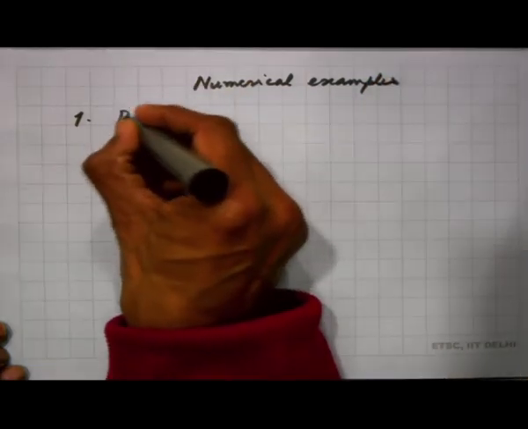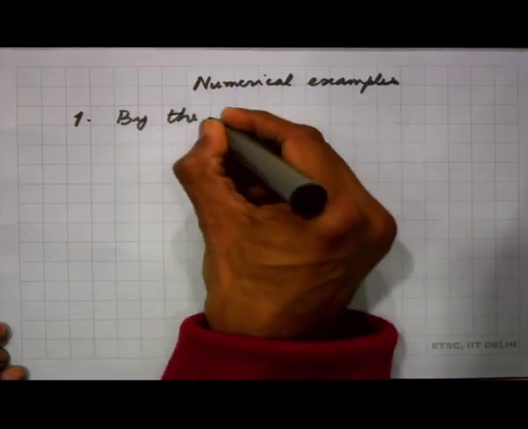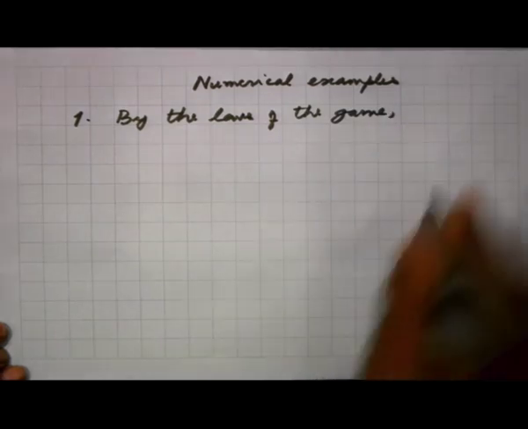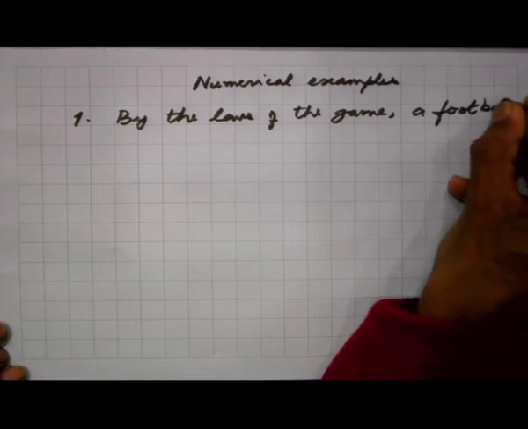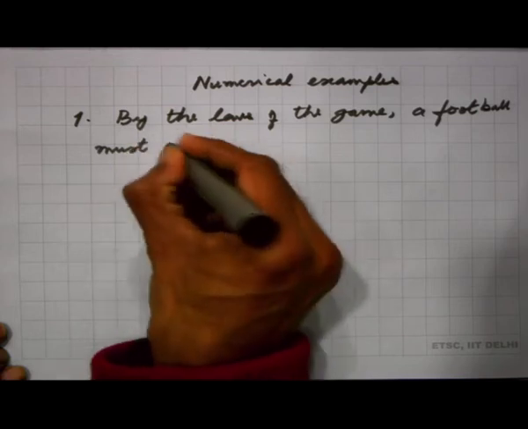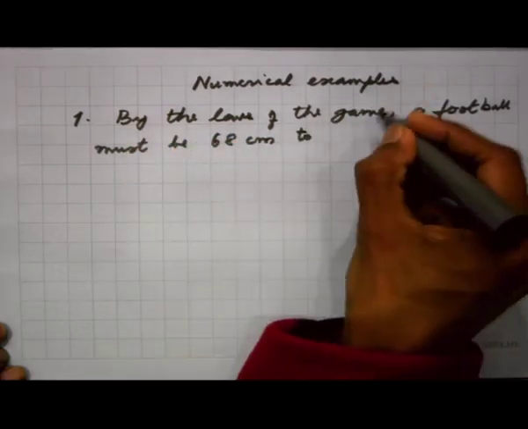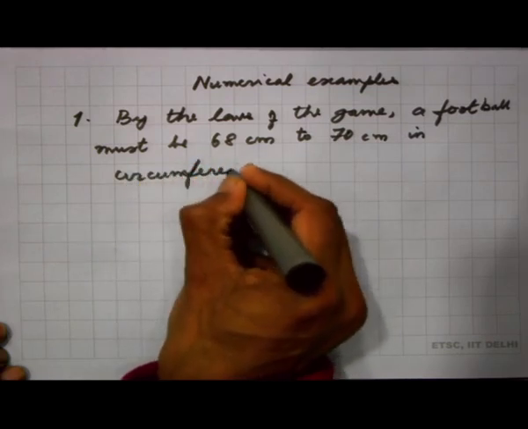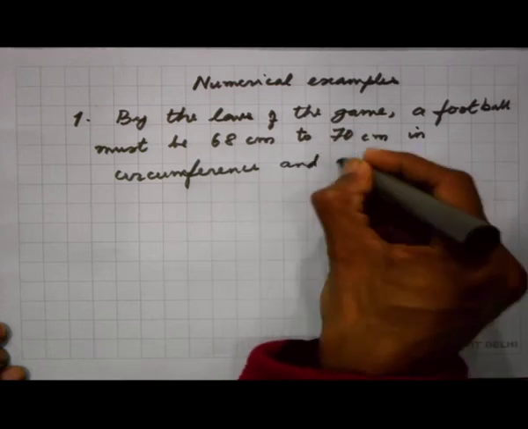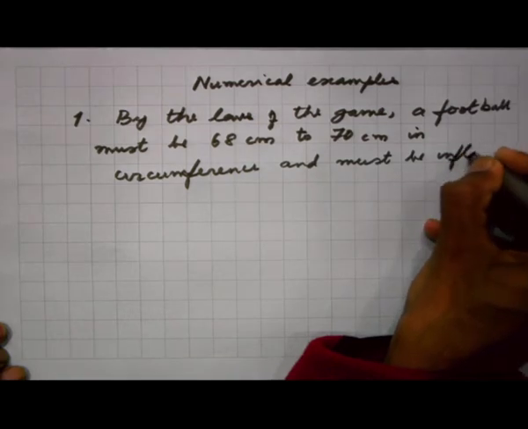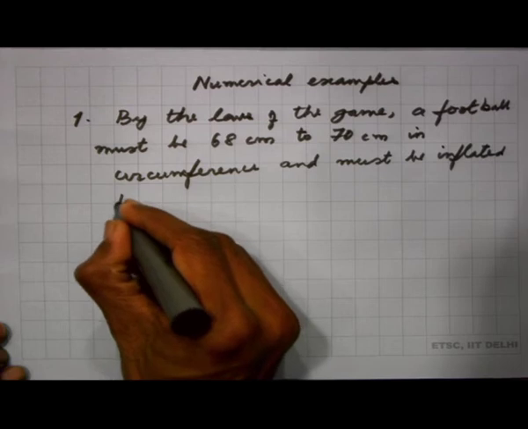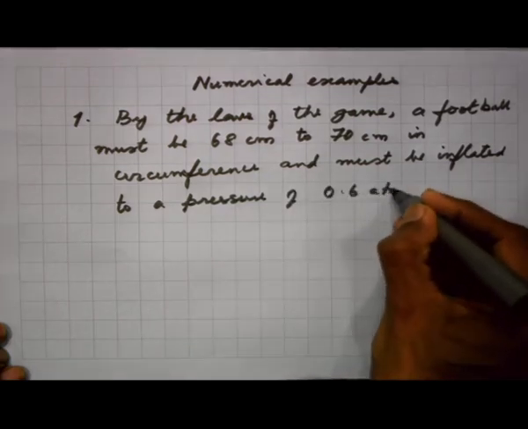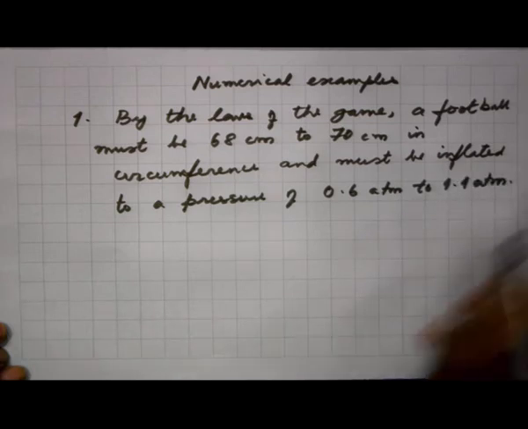So, to start off with, let us address the people who are interested in football. By the laws of the game, a football, this is as per the FIFA rules, by the way, must be 68 centimeters to 70 centimeters in circumference and must be inflated to a pressure of 0.6 atm to 1.1 atm pressure.